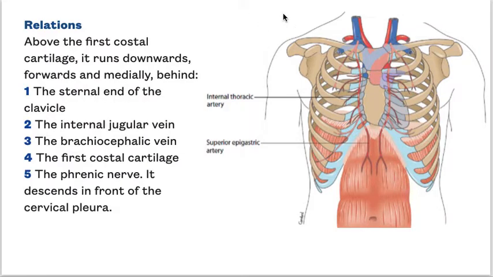Relations: above the first costal cartilage, it runs downwards, forward and medially, behind the sternal end of the clavicle, the internal jugular vein, brachiocephalic vein, and first costal cartilage, the phrenic nerve. It descends in front of the cervical pleura.